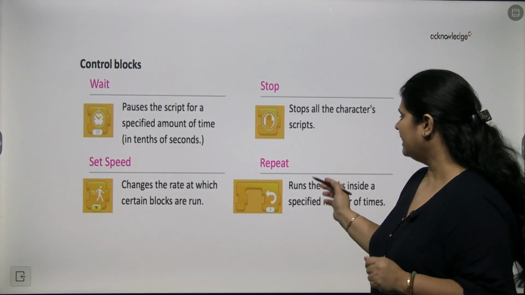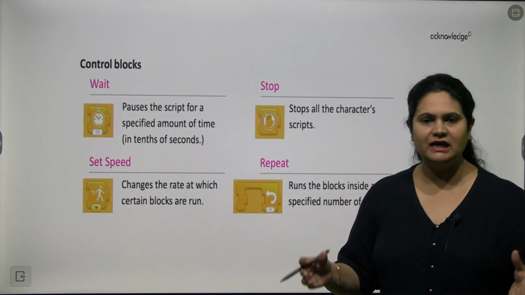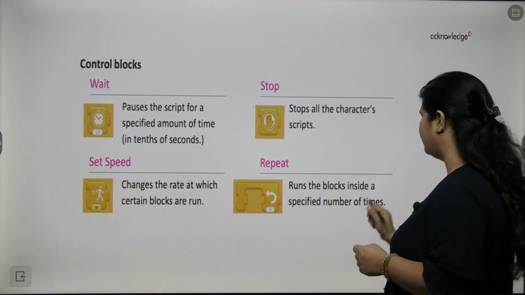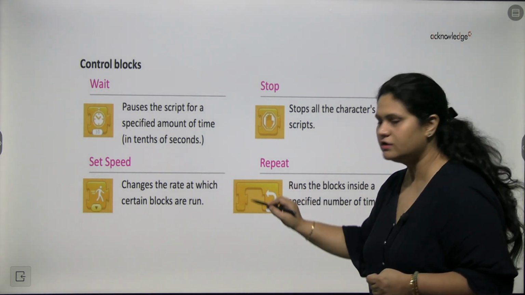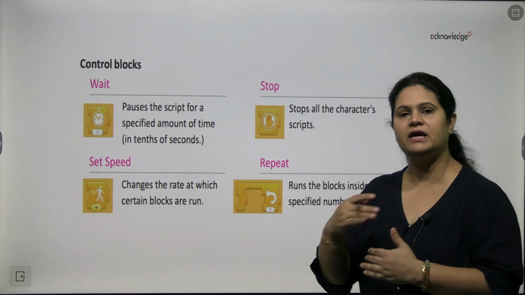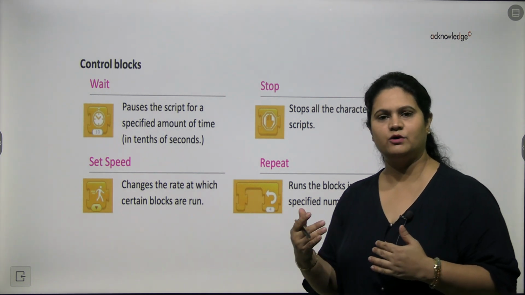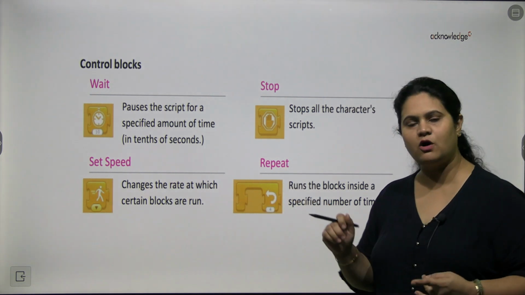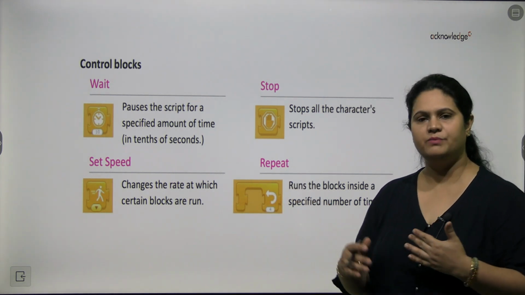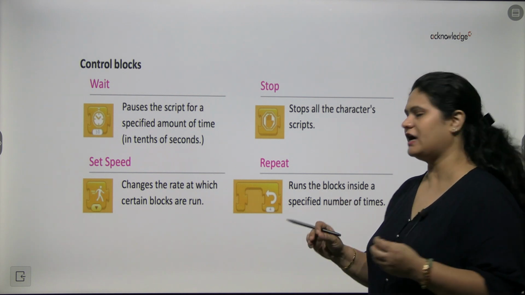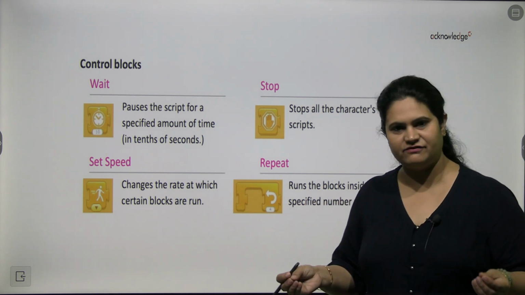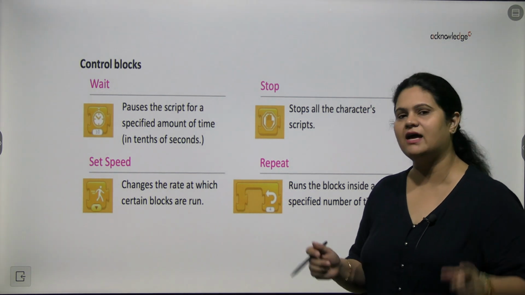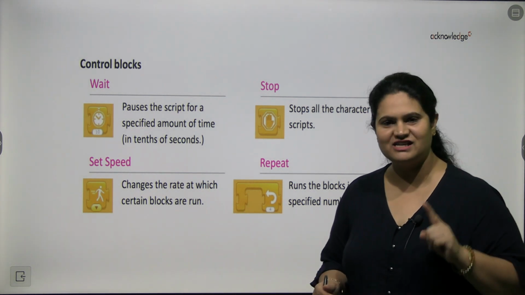Next we have the repeat block. It runs the block inside a specified number of times. You can put the blocks that you wish to be repeated inside this repeat block, and they will be repeated the number of times you have specified. Clear? So these are the control blocks, children, and remember, they are orange in color.